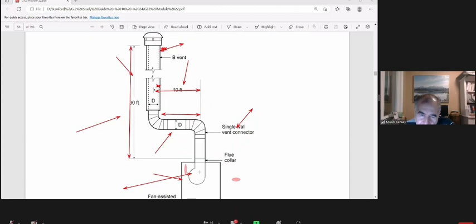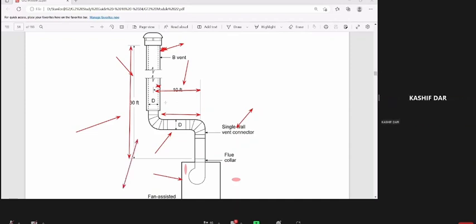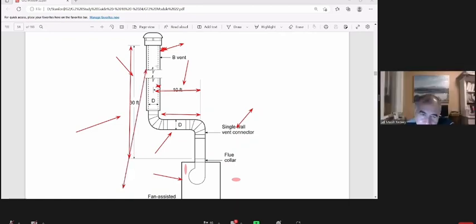One or two more appliance. What type is it? Fan assisted or natural draft? What's the height? 30 feet. What is the lateral? 10 feet. What type of vent? B-vent. What type of connector? Single wall connector.